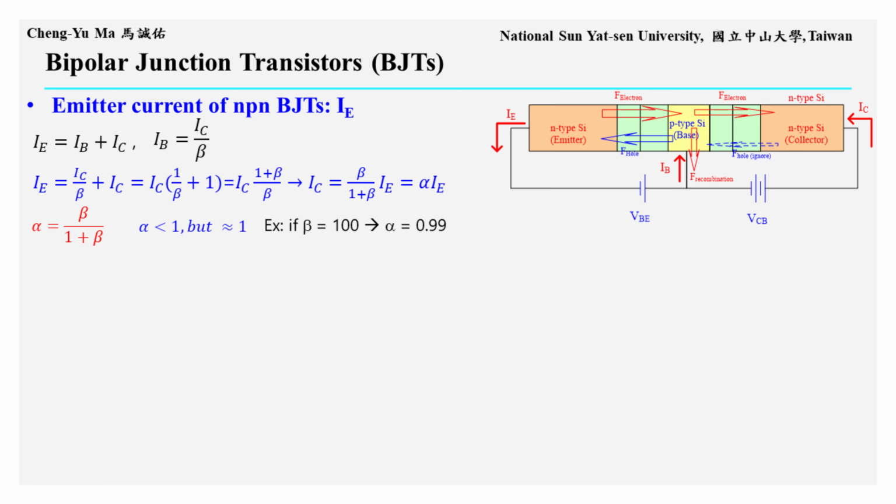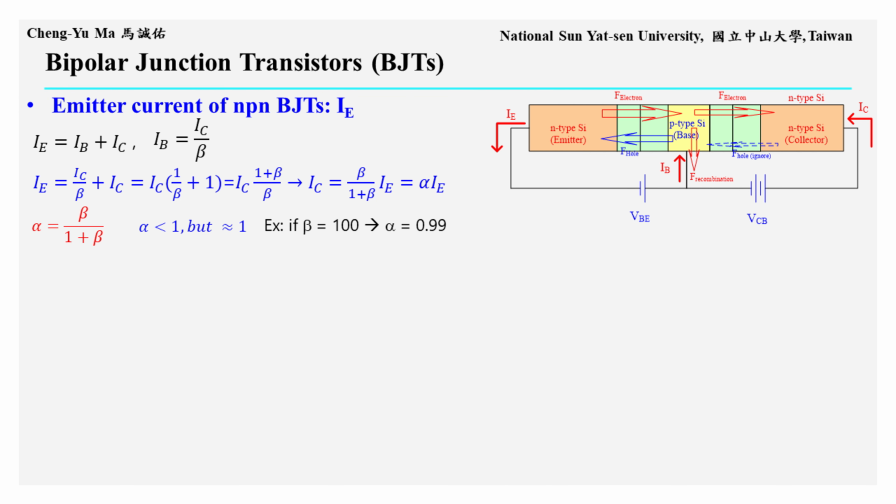This can be rewritten as IC multiplied by the quantity 1 over beta plus 1, or IC multiplied by 1 plus beta divided by beta. Rearranging the equation gives IC equals beta over 1 plus beta, multiplied by IE. We define beta over 1 plus beta as alpha. Therefore, IC equals alpha times IE.